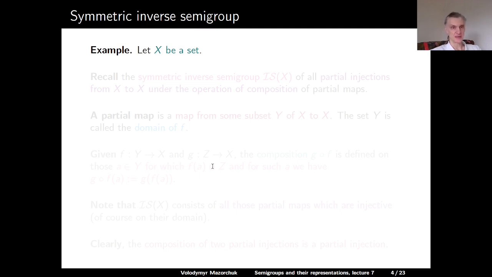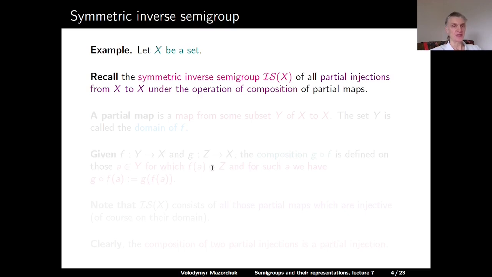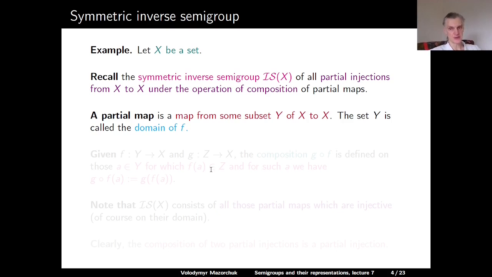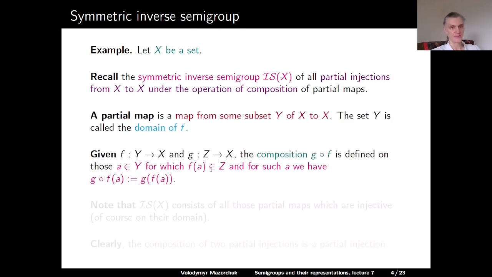So let X be a set. The symmetric inverse semigroup IS of X is the semigroup of all partial injections from X to X under the operation of composition of partial maps. So a partial map, that's a map from a subset of X to X. And this subset Y, it's usually called the domain of our map, F.